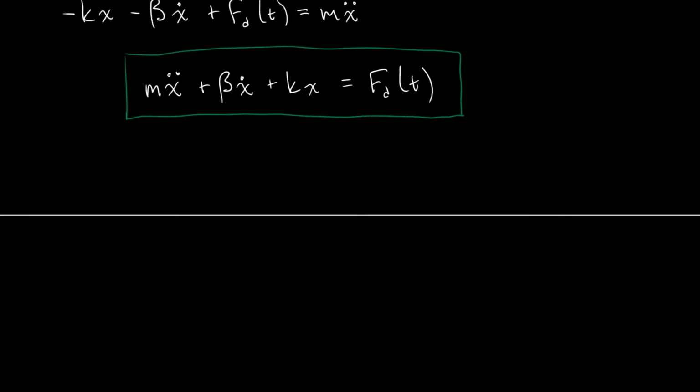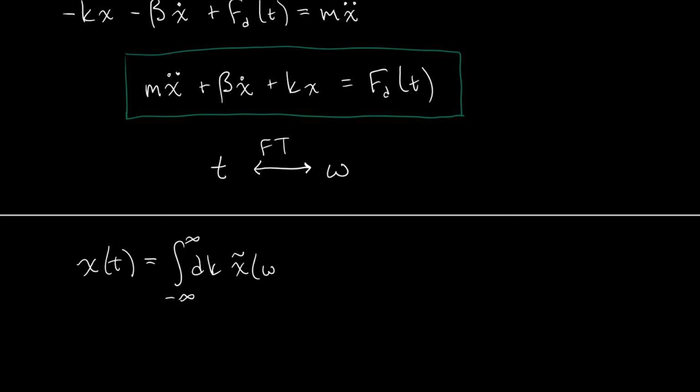And so when we do that, we're going to call our Fourier transform pair, instead of x and k, t and omega. This is just my Fourier transform pair. So I can write x of t is equal to this integral, oops, not k, we said we're not using k, d omega x tilde of omega e to the i omega t.